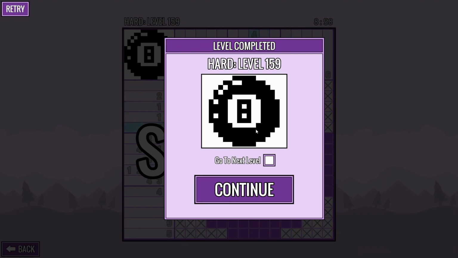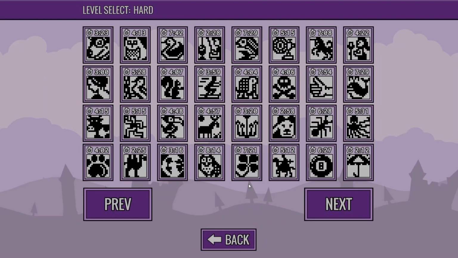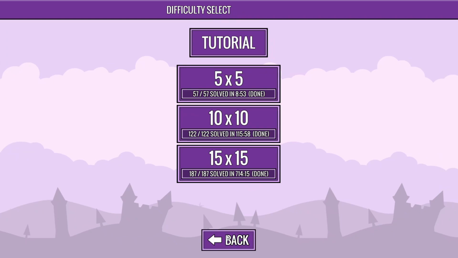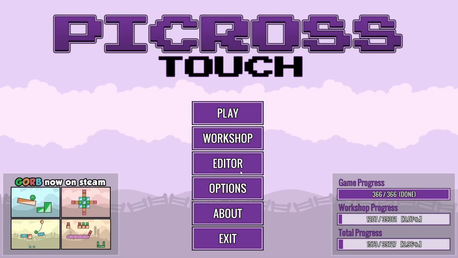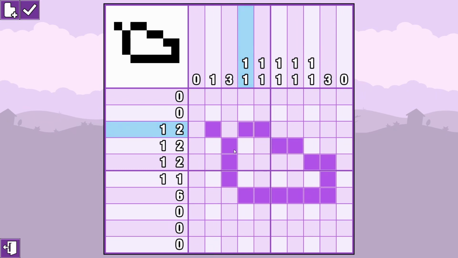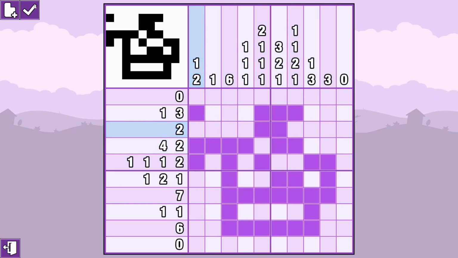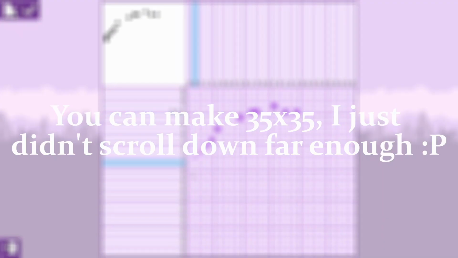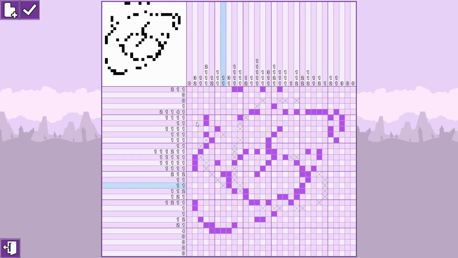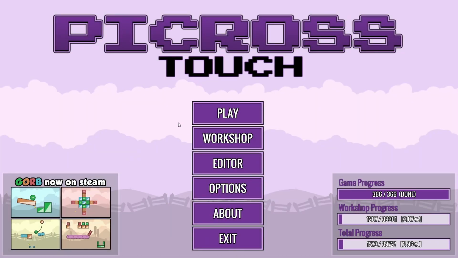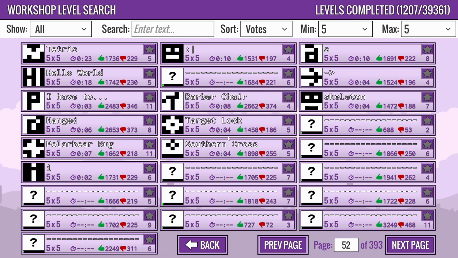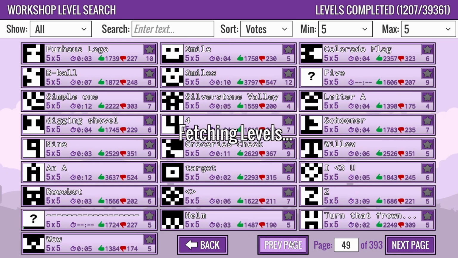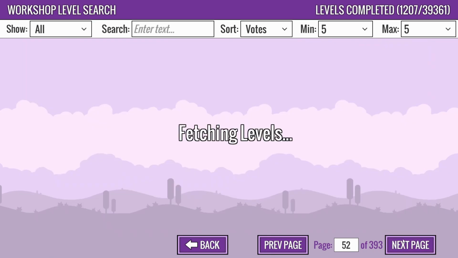Alright. So, as I was talking about earlier, there's an editor, which you can go and draw stuff in, and then you can also change the grid size. 30 by 30, that's what it is, not 35. Yeah, so you can make some pretty crazy stuff. You also have the workshop. You see a bunch of different user-made levels.